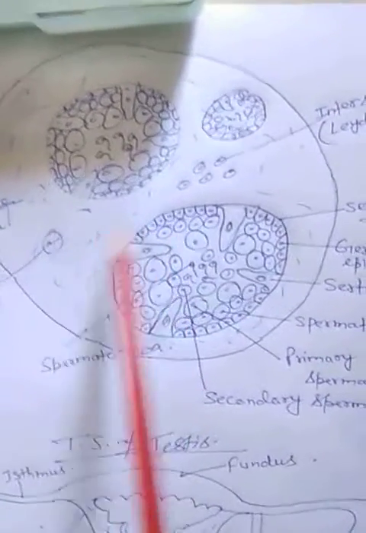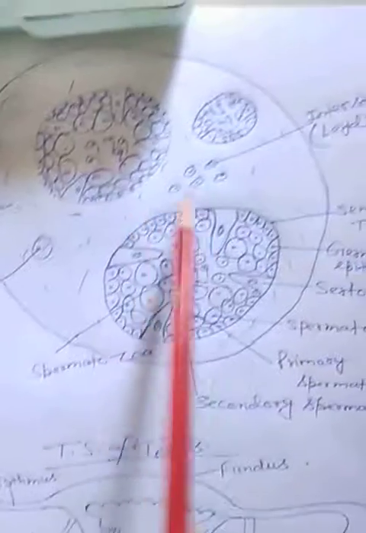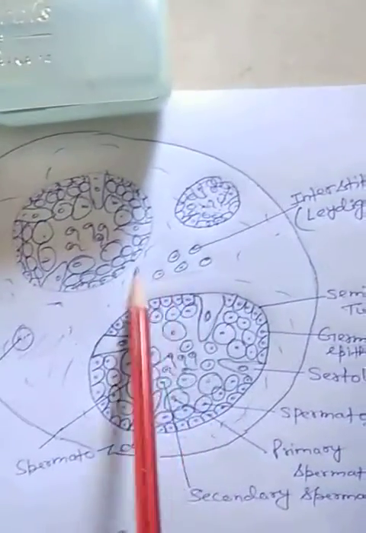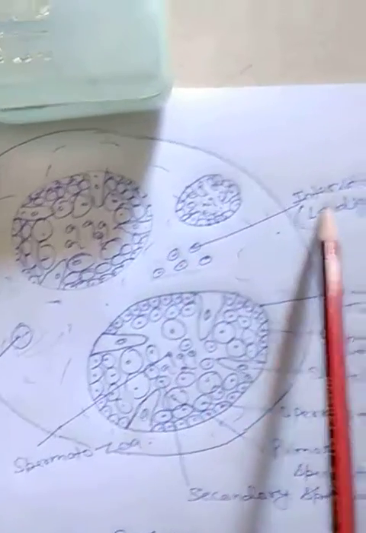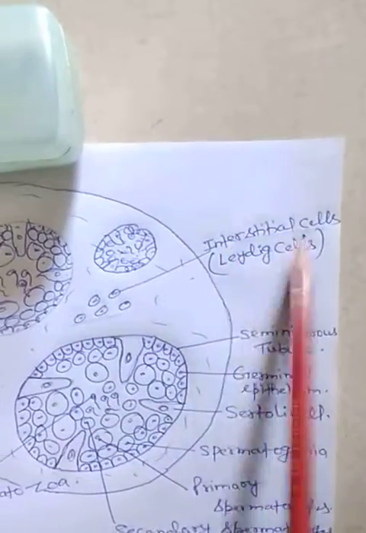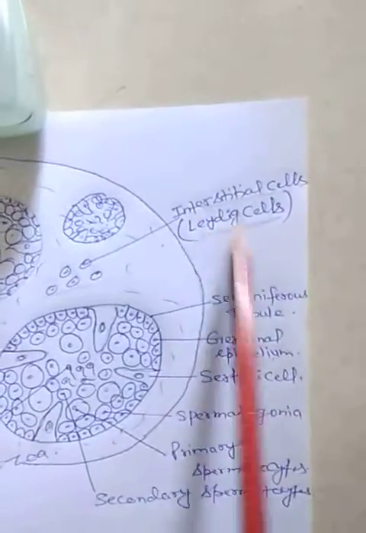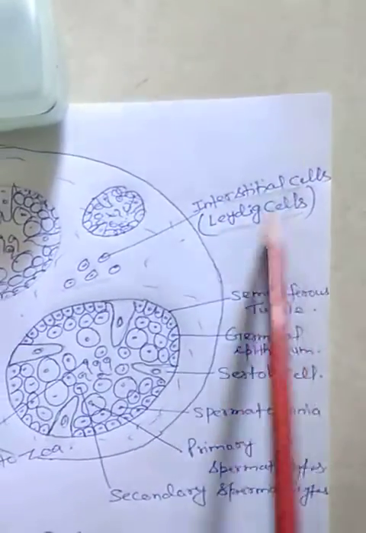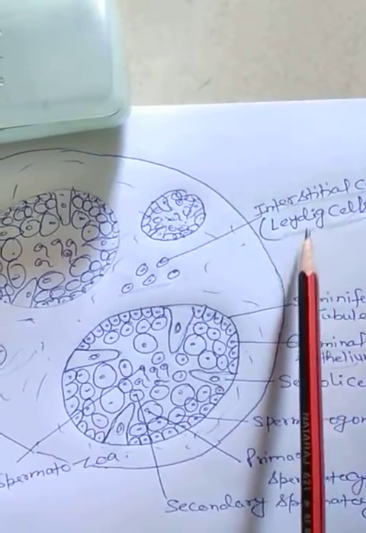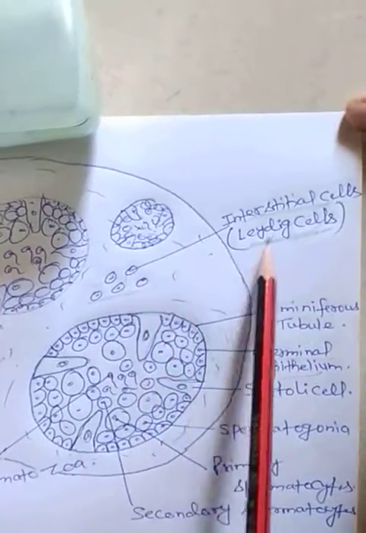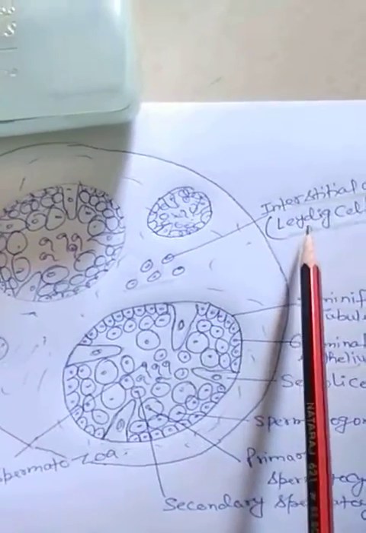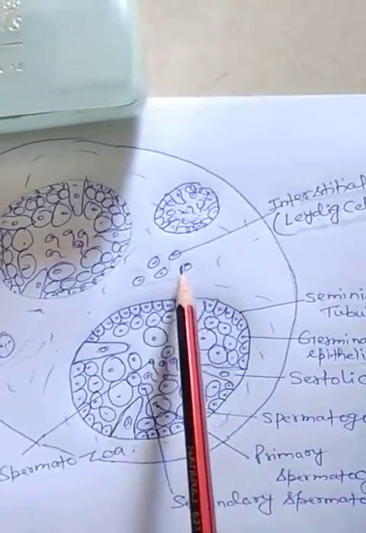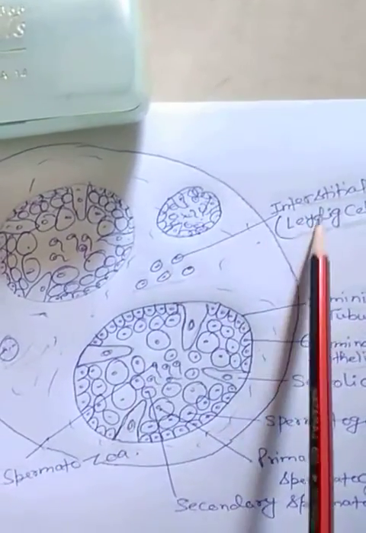But besides this, in the connective tissue a special type of group of cells is found. These special cells are called the interstitial cells or Leydig cells. These interstitial cells or Leydig cells are responsible for the production of the male sex hormone, androgens, or we can say testosterone. So this is the function.